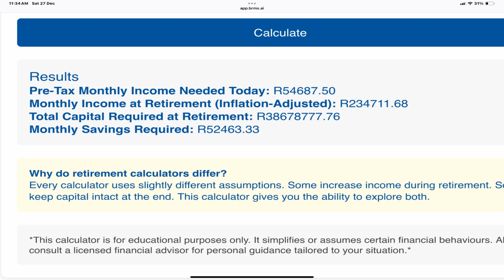Total capital required in order to get 234,000 a month, you need 38,678,000. How much do you need to save? 52,463. Now, this is the reason why the products that the insurance industry sells are not getting the average person to retirement. It's because you cannot afford to save more than what you earn. Go and test me by getting your advisor to do this calculation for you and see how much you need to save and see if you can afford what he tells you to save.